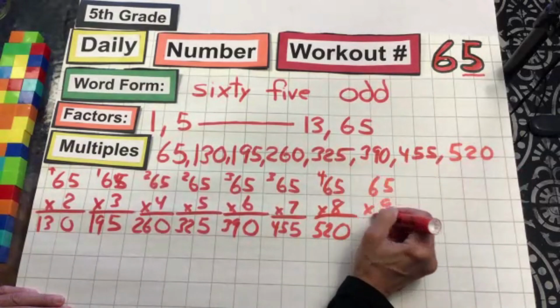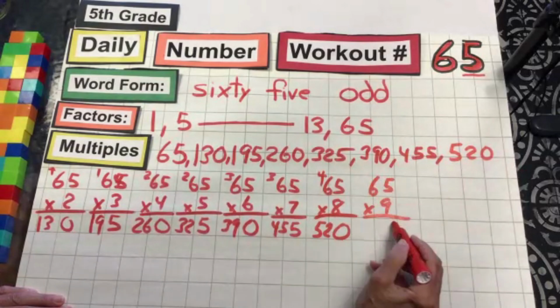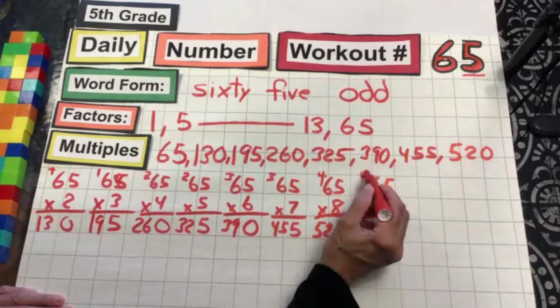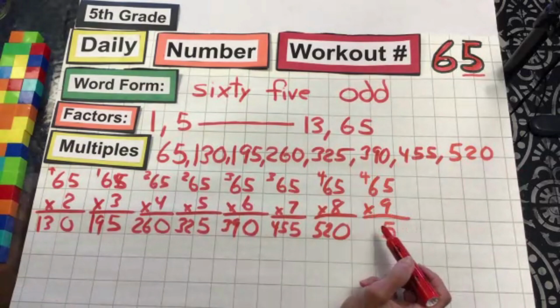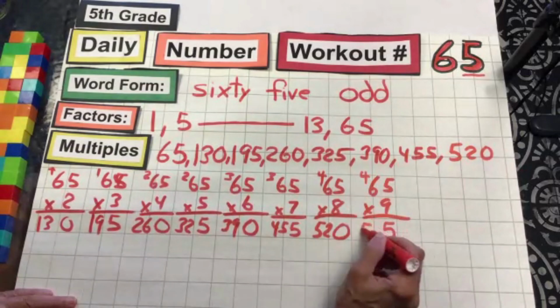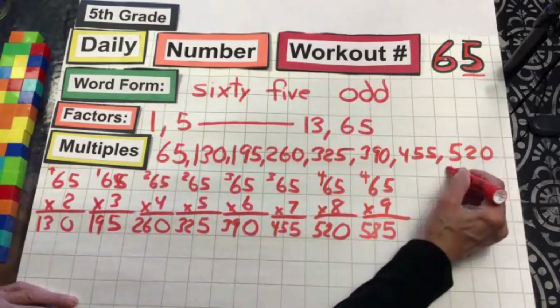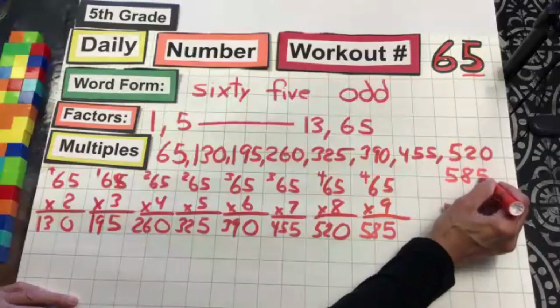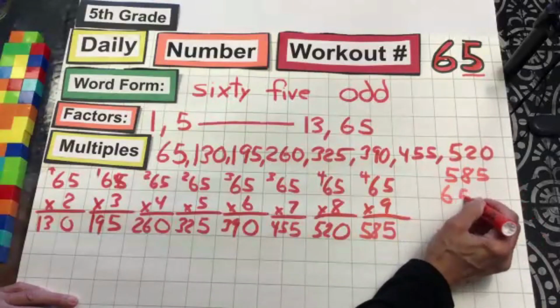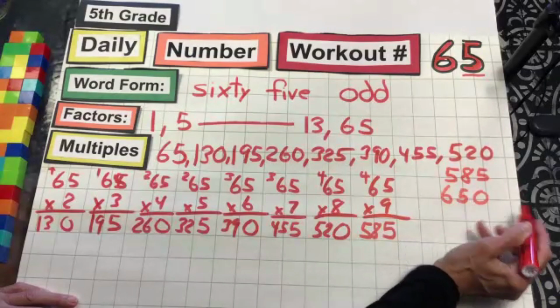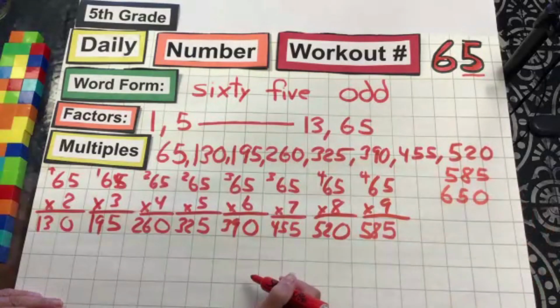65 times 9. 9 times 5 is 45. Drop the 5, carry the 4. 9 times 6 is 54, plus 4 is 58. So that would be 585. And 10 times any number is that number with the 0 in the ones place.